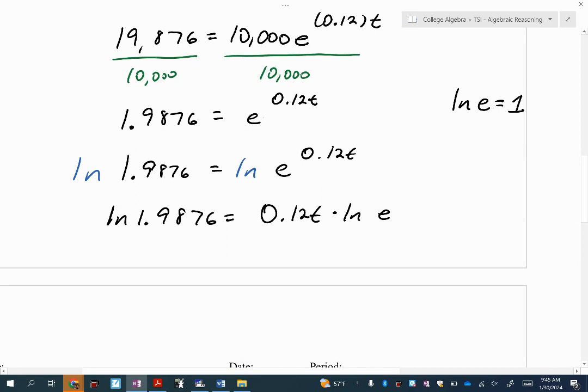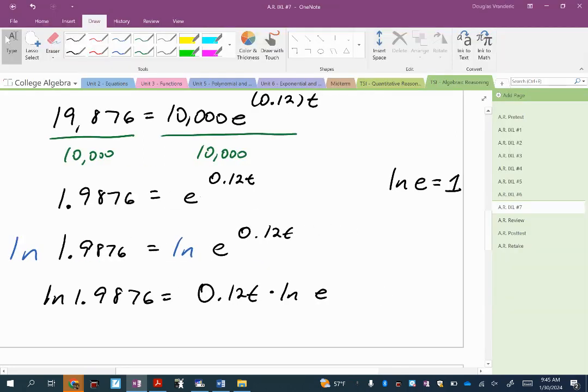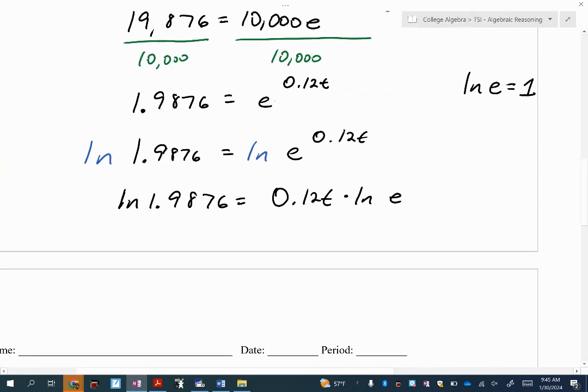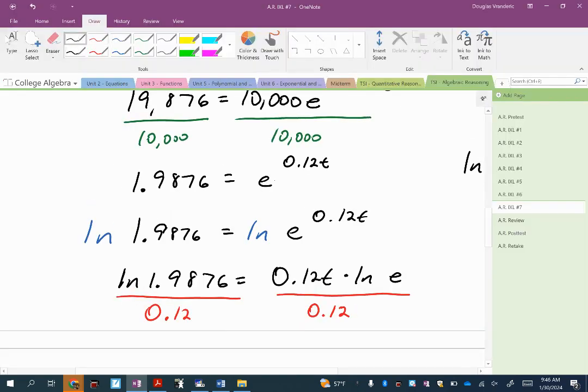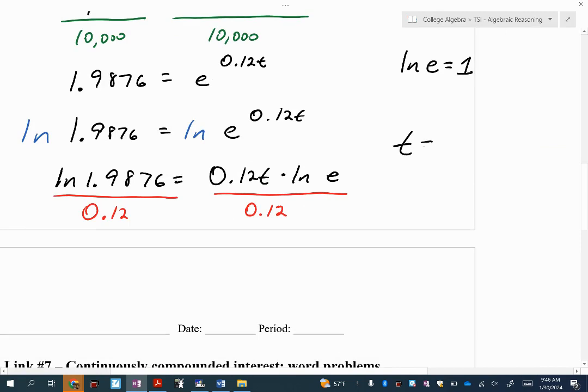I'm going to isolate it. What am I going to do with this 0.12? Not subtract, not add. I'm going to move it over with division. So I divide both sides by 0.12. And notice I don't have to deal with that natural log of E because that's just 1.